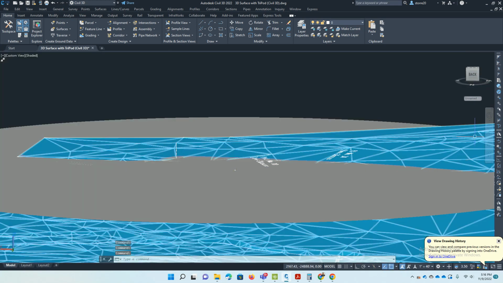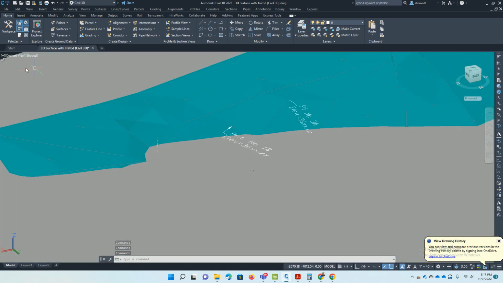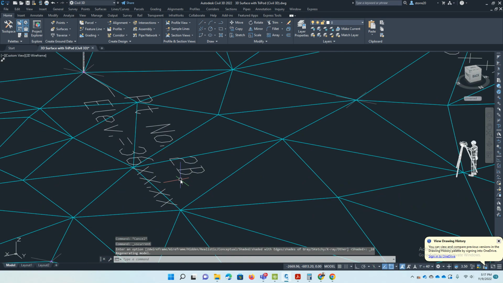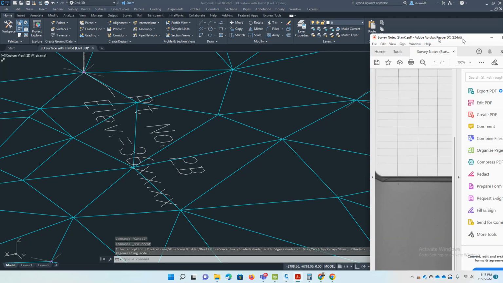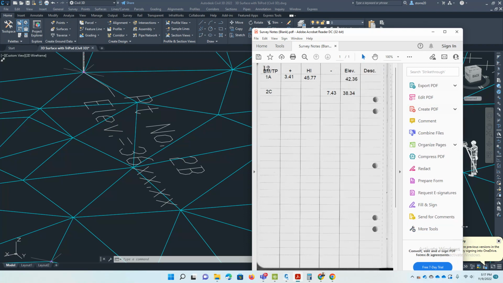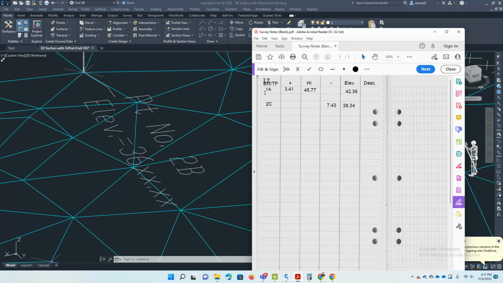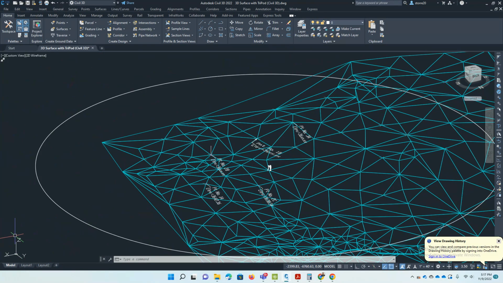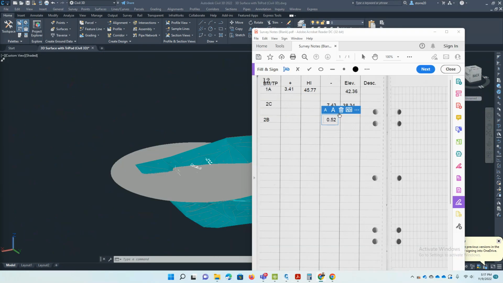Okay, so 0.52. Which point is that? 2B. So I'm going to go back to my book over here. That is point 2B. Is that going to be a plus? It is not. It's going to be a minus. Everything's a minus. 0.52, is that what it was? I already forgot. So I got the 0.52.